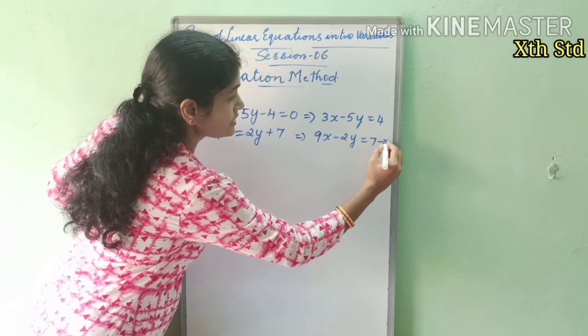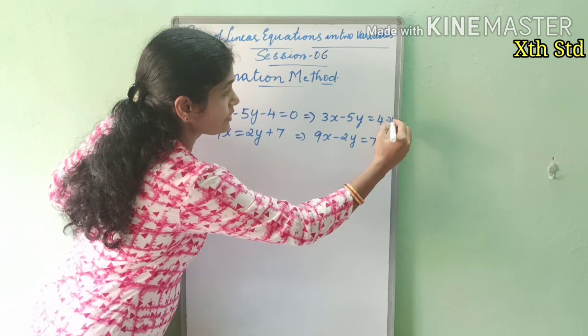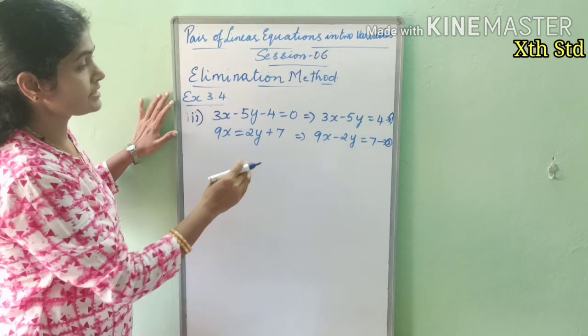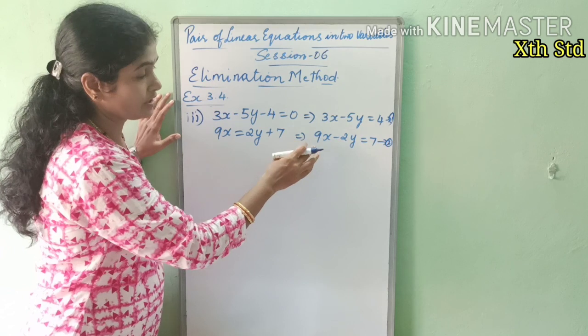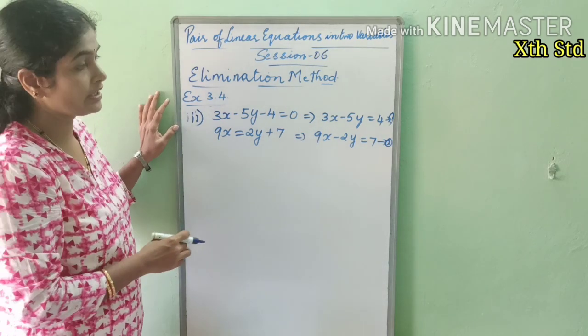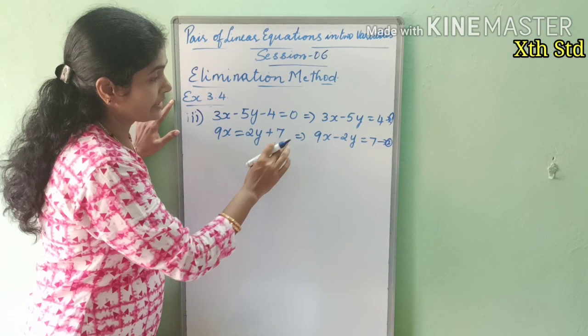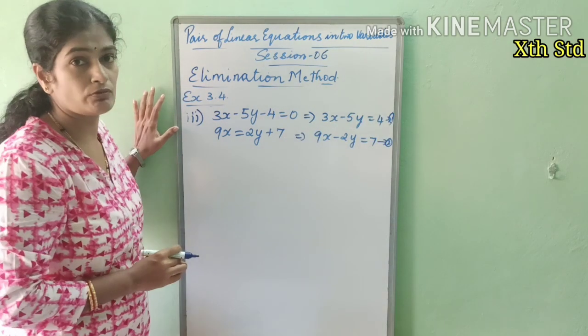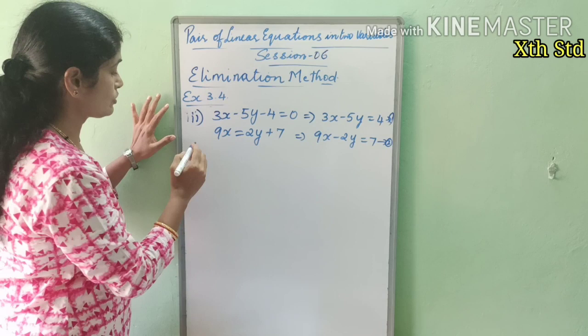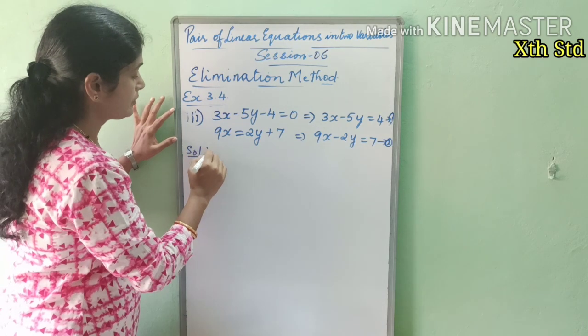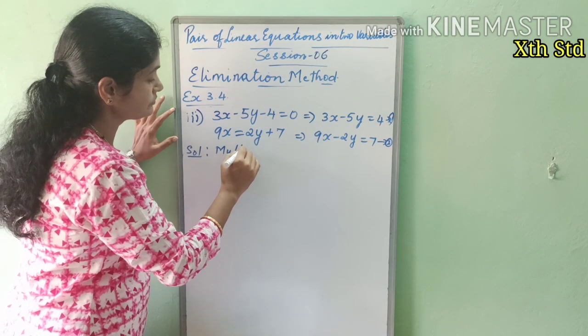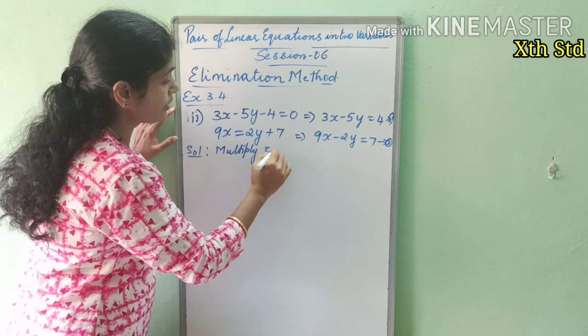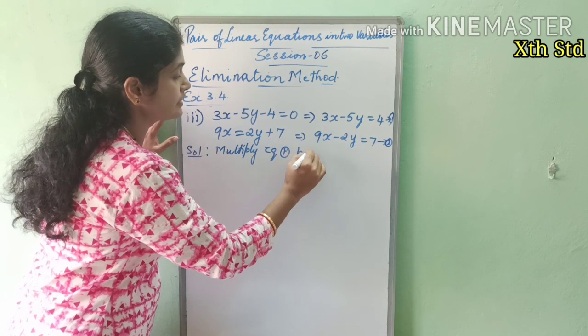Okay. So this is equation 2 and this is equation 1. So let's try to eliminate the x variable. Okay. So already here 9x is there. So 3x I can make into 9x by multiplying equation 1 by 3. Fine. So what we will do? Multiply equation 1 by 3.